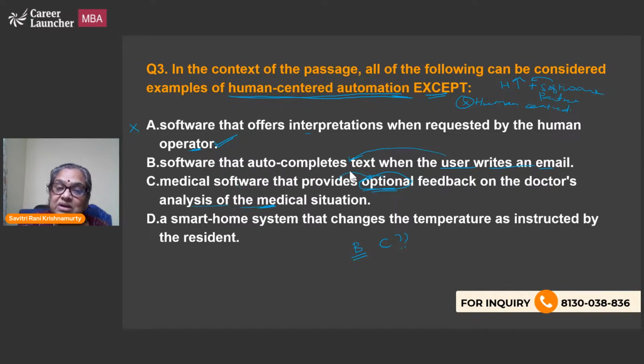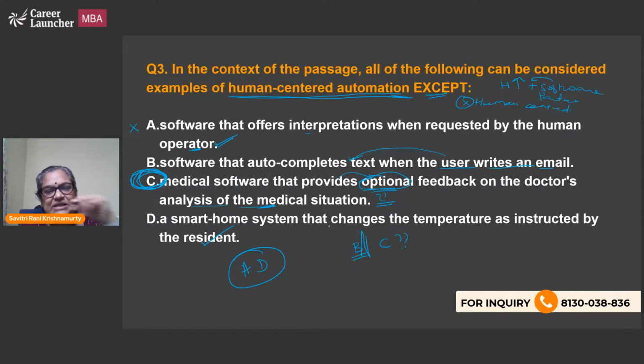software's analysis or not, but the key, it's not driven by the doctor. Is it driven by the doctor here? Here, instructed by the resident. So A and D are clearly human centered.